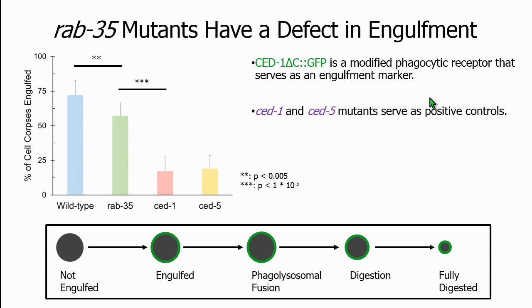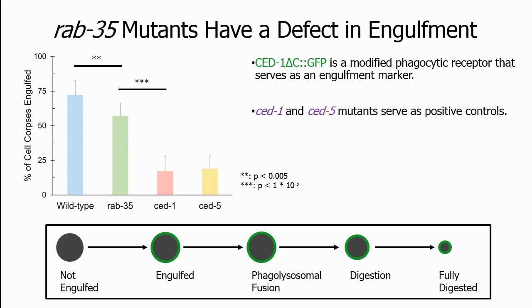So if you do population dynamics using these markers, you can see general trends and act on them. And the first marker that we're using is CED-1 delta C. Basically, it's a modified phagocytic receptor that serves as an excellent engulfment marker. So I don't have a lot of time explaining this, so basically what you need to know is that if the cell corpses have this GFP circle around them, we know that they're definitively engulfed, but if they're GFP minus, we know that they're definitively not engulfed.